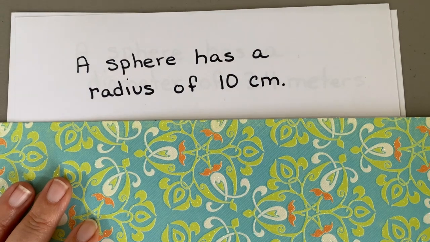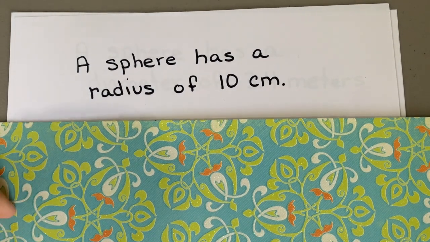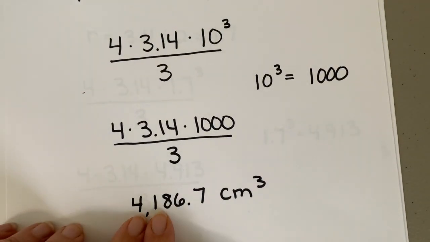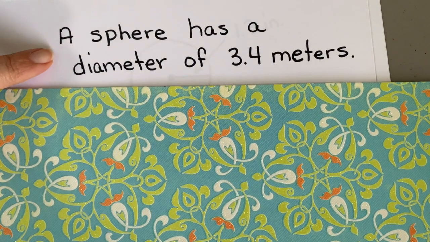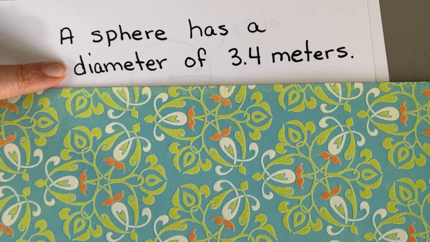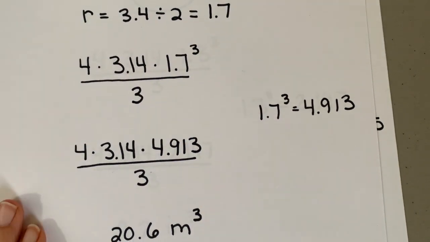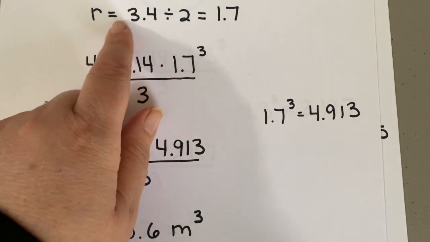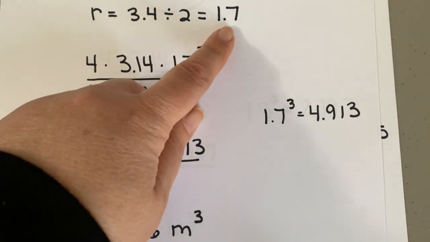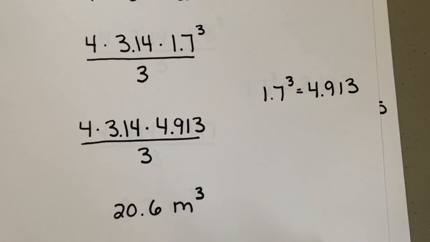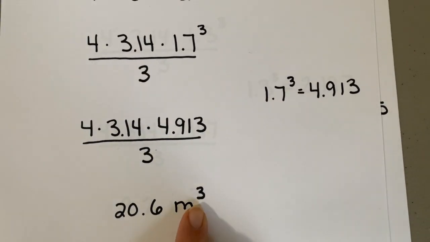Find the volume of a sphere that has a radius of 10 centimeters. This one would have been 4,186.7 centimeters cubed. Find the volume of a sphere that has a diameter of 3.4 meters. Again, if you got it wrong, remember that you might have forgotten that it gave you the diameter, so you need to find the radius, which was 1.7 cubed, and then your final answer was 20.6 meters cubed.